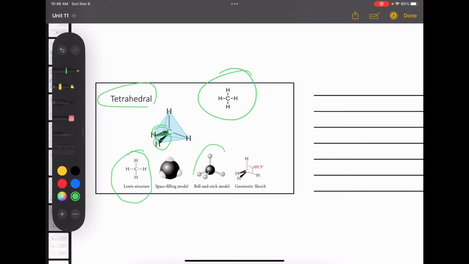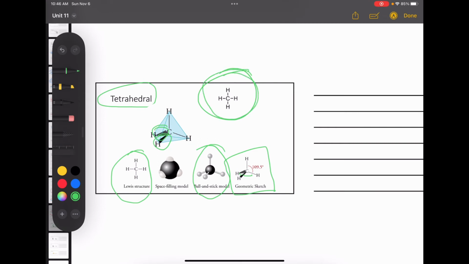So the ball and stick model will look like this. The geometric sketch would look something like what you see here in the squared box. The angle between both hydrogens is 109.5, and likewise between this hydrogen and this hydrogen, and this hydrogen and this hydrogen. So it's always 109.5 between all hydrogens and the central atom. Okay, that's why the tetrahedral is very stable for something like the carbon with 4 bonds.